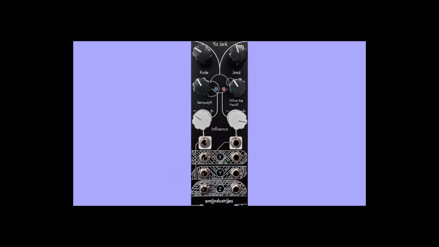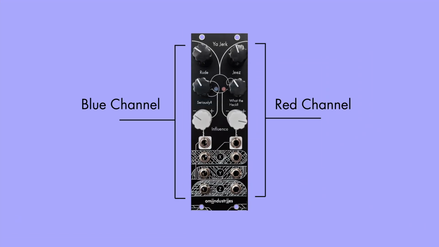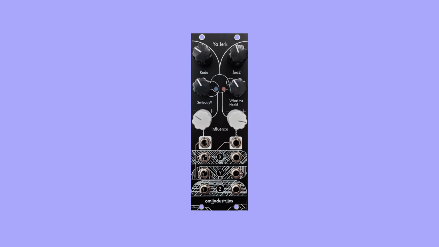YaJerk is a 2-channel chaotic signal generator that produces a variety of complex modulation signals reminiscent of bouncing balls and sinusoidal wiggles. The 2 channels are configured in a self-influencing feedback loop, conceived as a chaotic argument. It's split into 2 sides, red and blue, named after their LED color. There are slightly different implementations of jerk chaos, inspired by J.C. Sprague's paper A New Chaotic Jerk Circuit, with some slight variations to optimize it for modular synthesis.